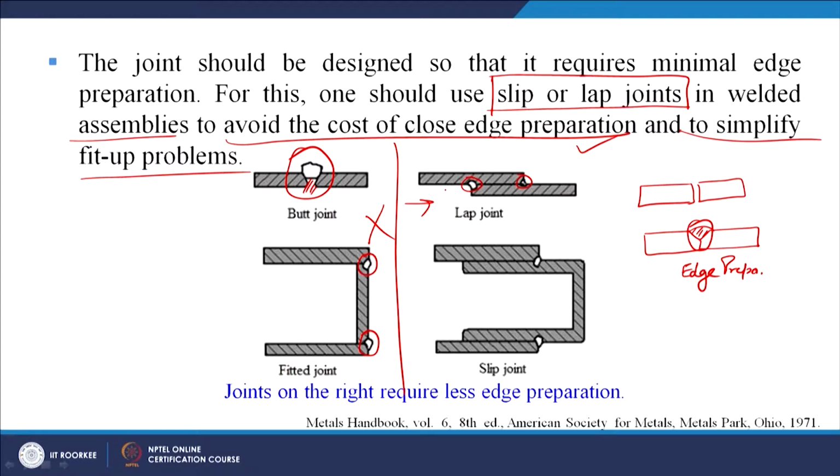So the joints on the right require less edge preparation. These two joints, this one and this one, require less edge preparation. Already we are placing the two parts in the lap position and we are doing the welding here. No edge preparation is required. Similarly, when we are making this type of assembly, we can do the welding at these two positions. This is a kind of slip joint which we can use for making the joint between the two parts. This is the first part, this is the second part. We can join them using this type of configuration at this point. So not much edge preparation is required.